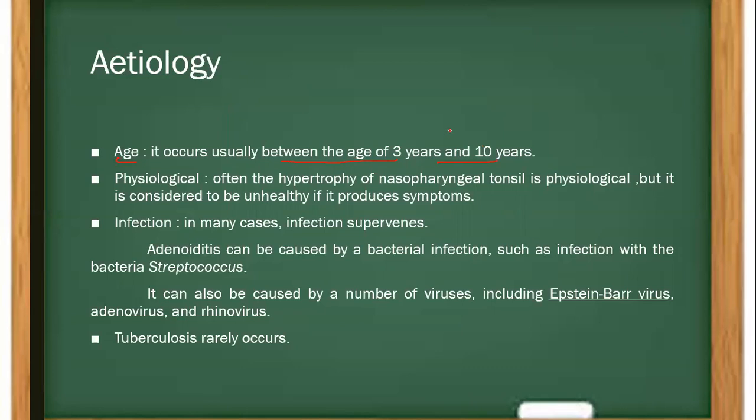Mostly up to 5 years they reach maximum size, and at 7 years they start to shrink. So the peak time of adenoiditis will be between 3 years and 10 years.